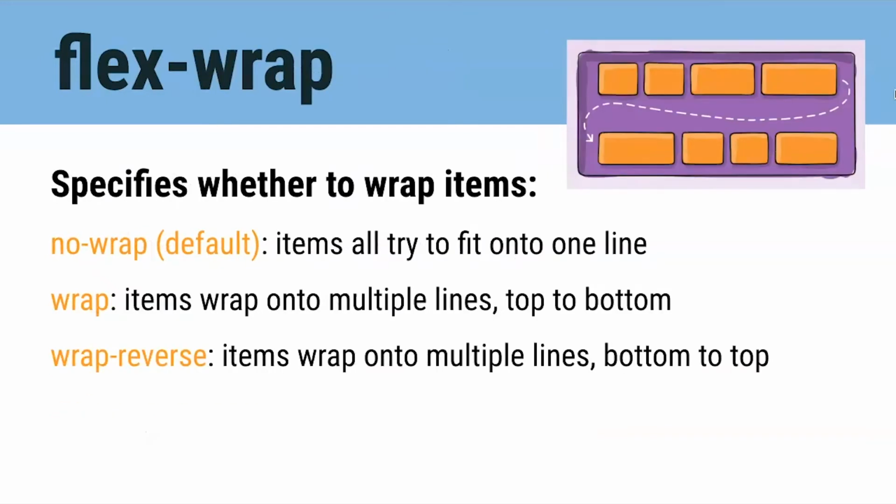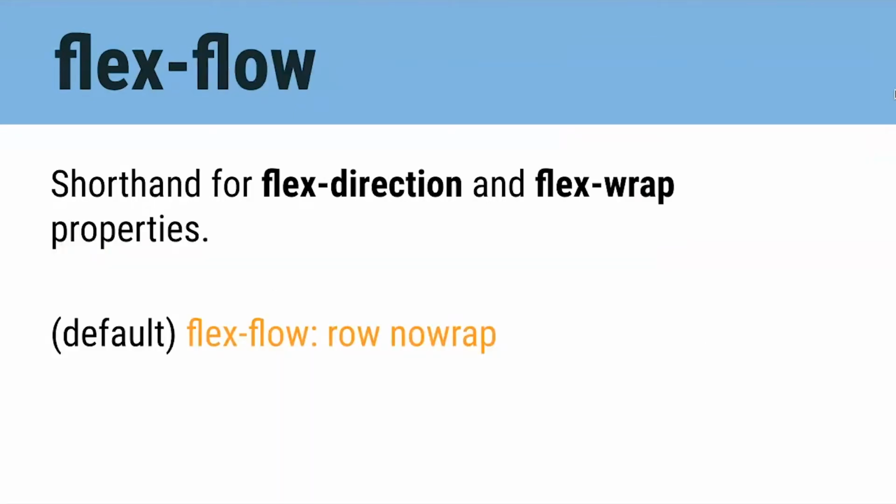Next up, Flex Wrap. Flex Wrap tells us whether or not to wrap items. There are 3 potential values for Flex Wrap. No wrap, the default value, means all the items will try to fit onto one line. Wrap allows items in that container to wrap onto multiple lines from top to bottom. Wrap Reverse also allows items to wrap onto multiple lines, but from bottom to top. Next up, we have Flex Flow. This is simply the shorthand notation for Flex Direction and Flex Wrap. The default setting for this is flex-flow: row nowrap.